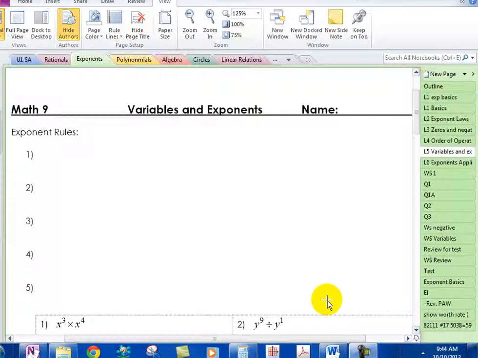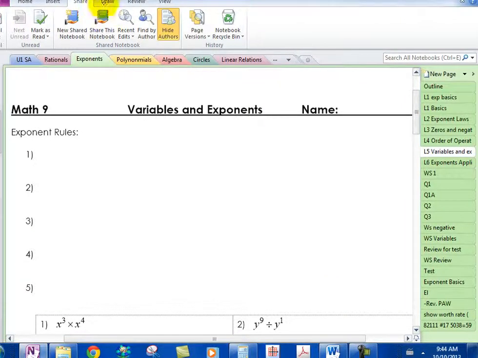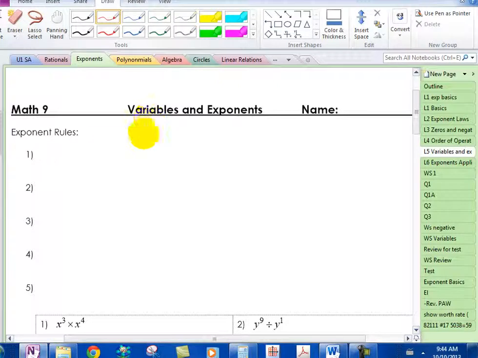Okay, so let's review our exponent rules. Today we're looking at letters, or variables. Variables are just a fancy word for letters. It makes it somewhat easier because then you just focus on not using your calculator, that's where your focus should be.